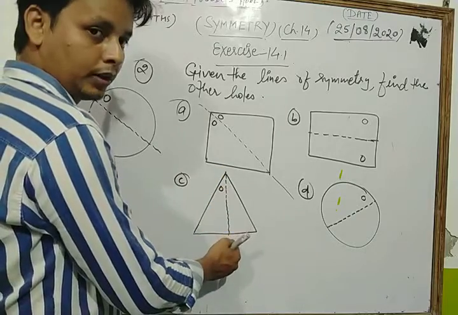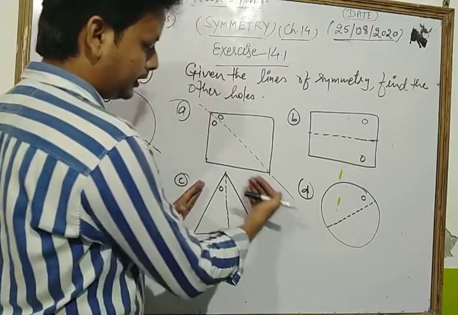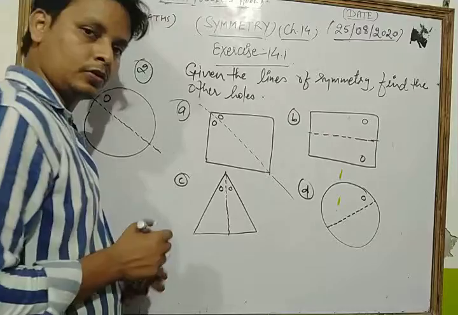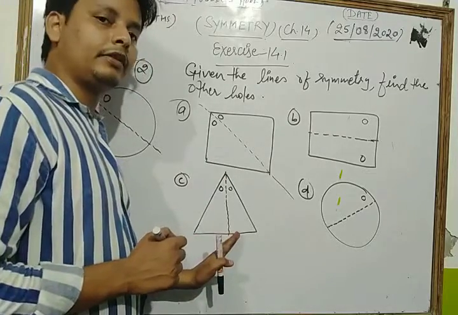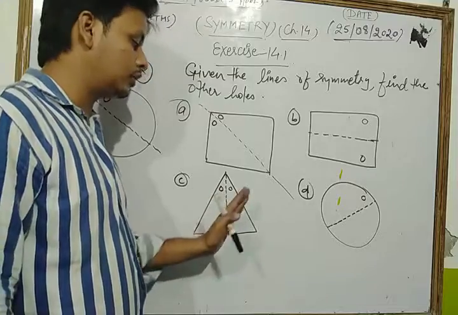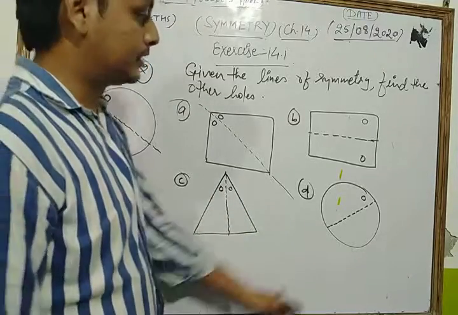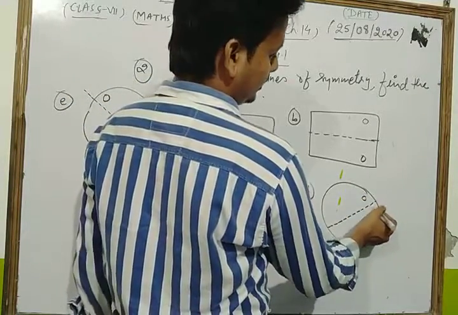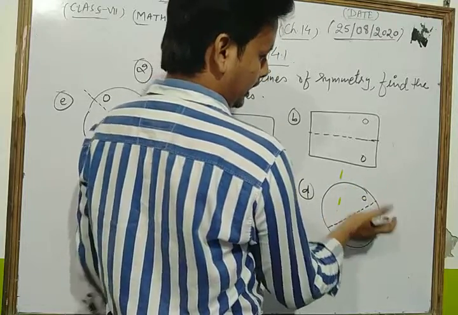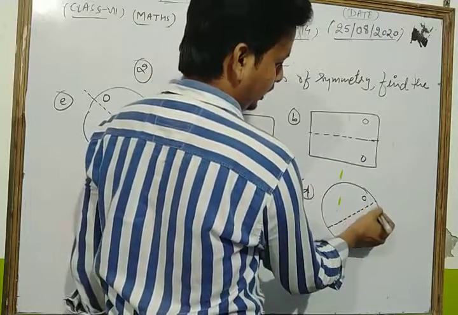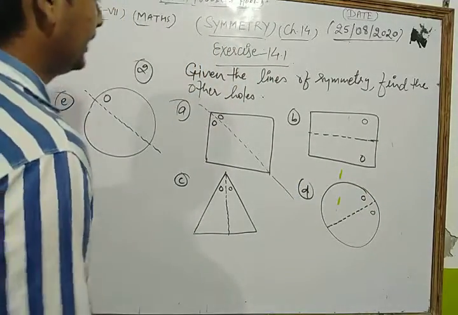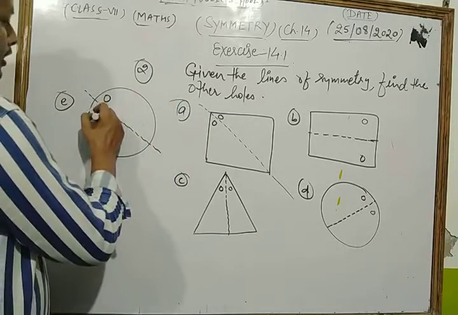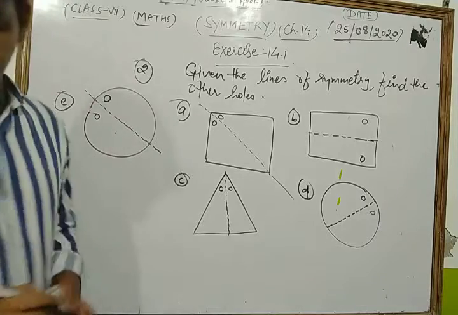Here the line of symmetry is drawn in this way. If we fold the given figure along its line of symmetry, then the other hole takes that place. Each hole is superposed on the other, same as in that figure. Let's see here the line of symmetry in this way. If we fold the given circle along its line of symmetry, then the other hole takes that position. If we fold the figure along its line of symmetry, the other hole takes that place.